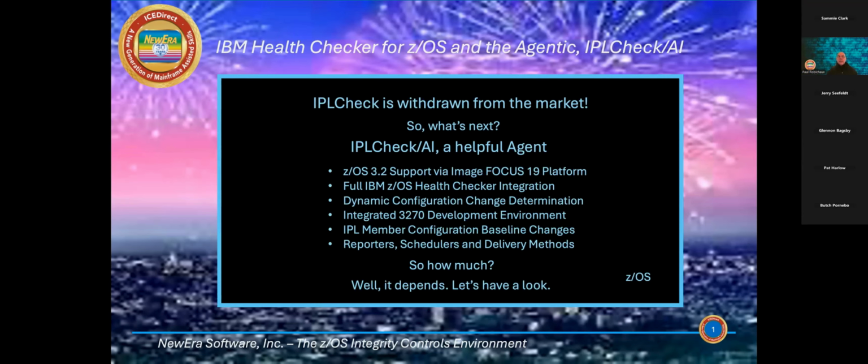It's enhanced beyond the capability that IPL Check had by support for z/OS 3.2, a full integration, a pipeline, if you would, into the IBM Health Checker for z/OS so that we can report on its exceptional findings. The ability to detect dynamic changes along the IPL path, things like changes in system symbols or the LPA list, linked list, etc. It has a fully integrated development environment that gives you broad capability to explore the data that it's capable of producing in its trace, sometimes referred to as a log.